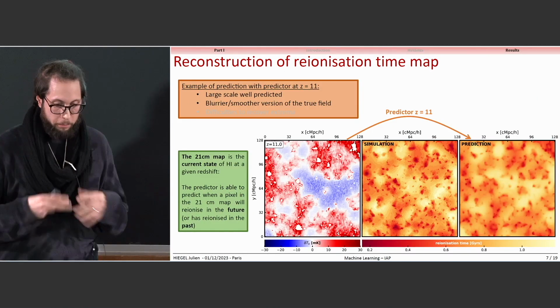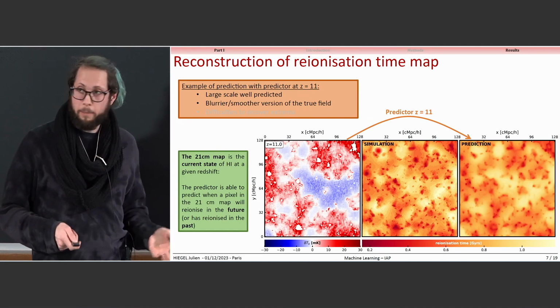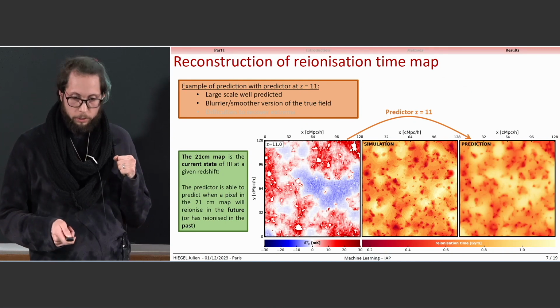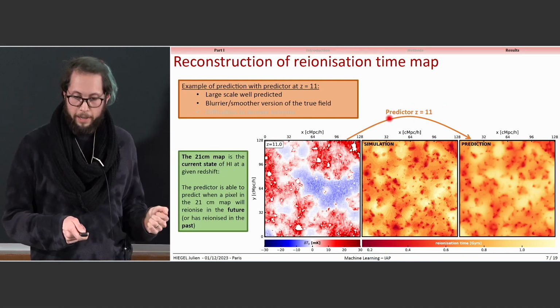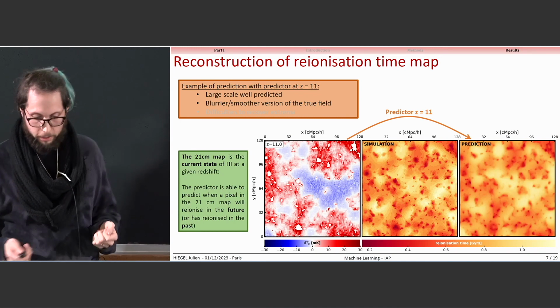Here you have a typical example. On the left, you have a 21 centimeter map at redshift 11. We pass it through the predictor trained with images at redshift 11, and we get the image on the right, the prediction of the reionisation time field.